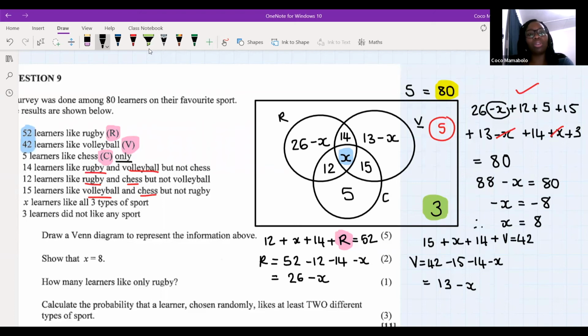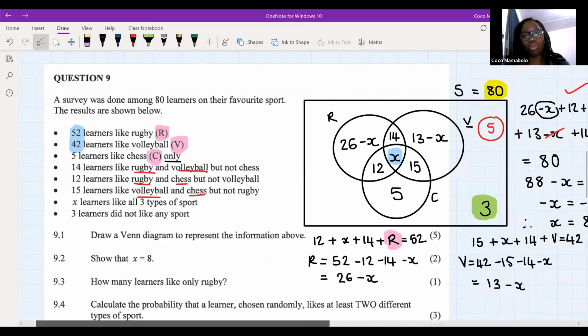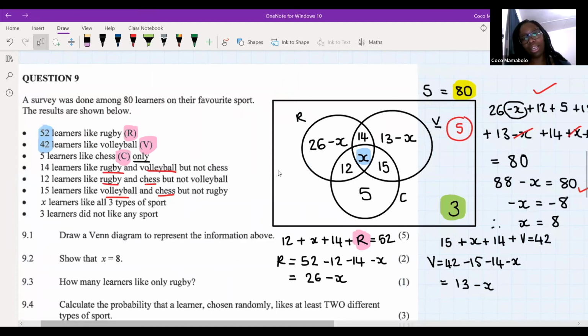Okay, well done, Oratile, that's correct. But remember, guys, they're not looking for the answer. They already know what the answer is. They gave you the answer. What they want you to follow is the steps. So you will get a mark, you will get your 2 marks for doing the correct steps in order to get to x is equal to 8. Okay, I hope that makes sense. All right, let's look at 8.3. How many learners like rugby only, or play, yeah, like only rugby?